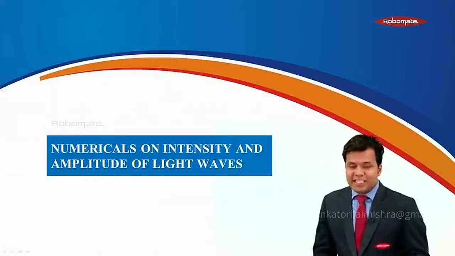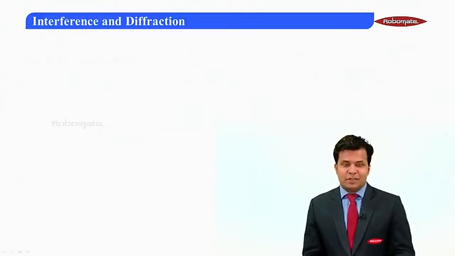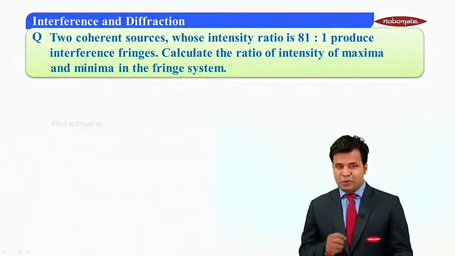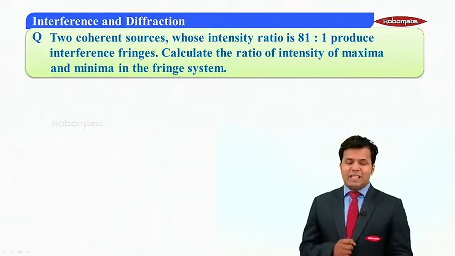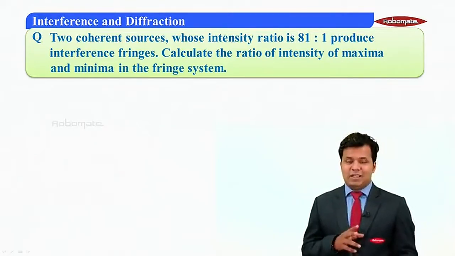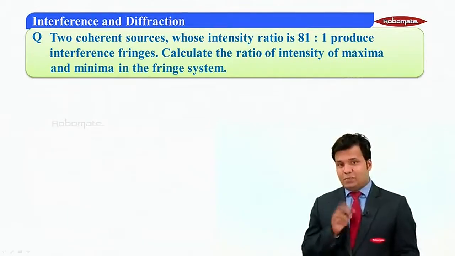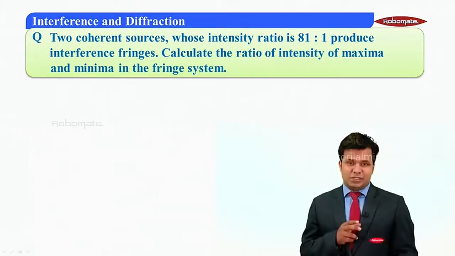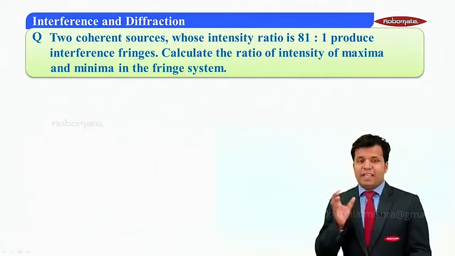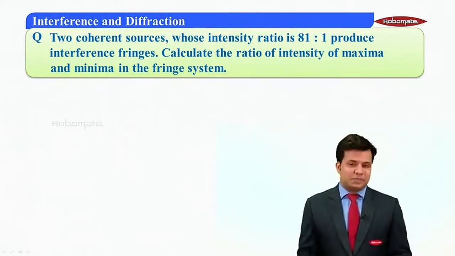Numericals on intensity and amplitude of light wave, guys. Let us go for the first sum in this particular module. The question is about two coherent sources whose intensities are in the ratio 81:1, and these produce interference fringes. We need to calculate the ratio of intensity of maxima to minima in this fringe system.